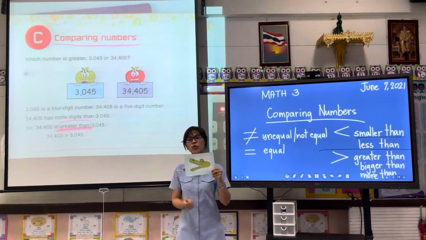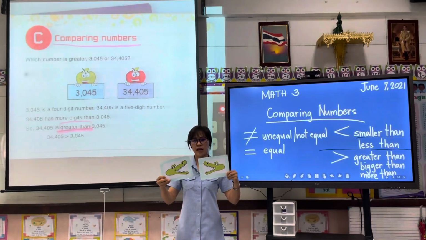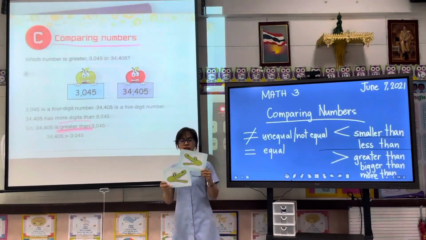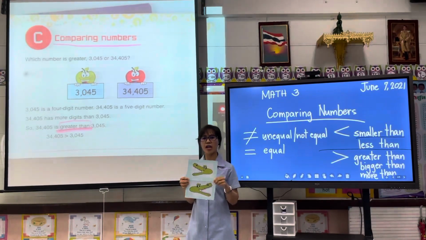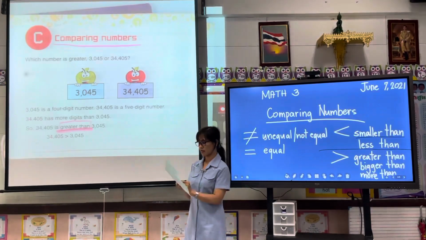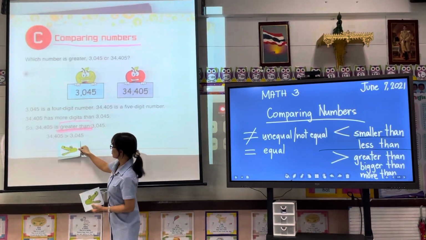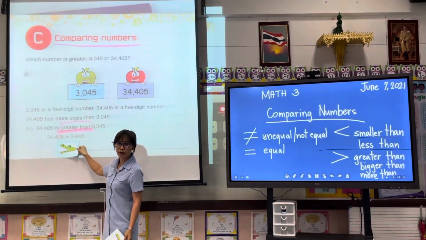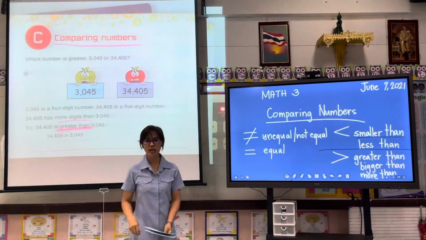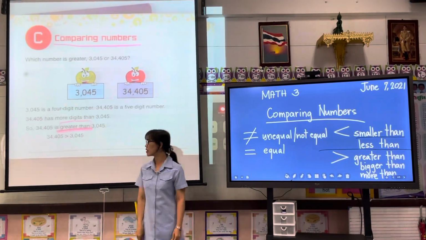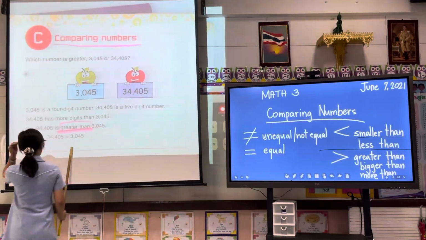How do we use these signs, these two? How do we use this sign? Okay, always remember the alligator. It is always hungry and it wants to eat a lot, right? So open the mouth to the bigger number. Okay, you don't want to eat the smaller one. You always want the bigger or the biggest number. Okay, so that's it. Next.